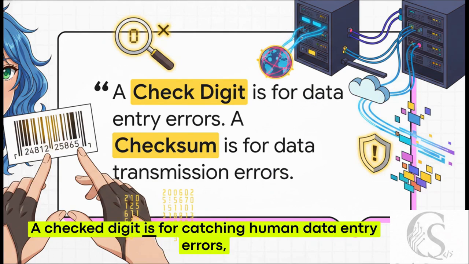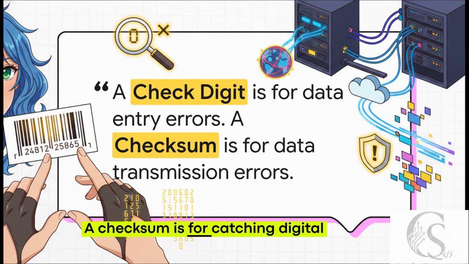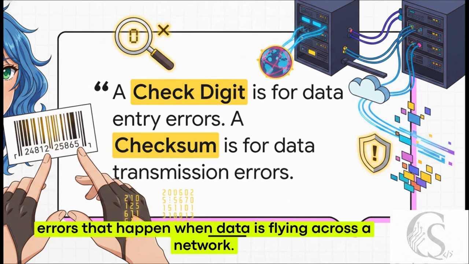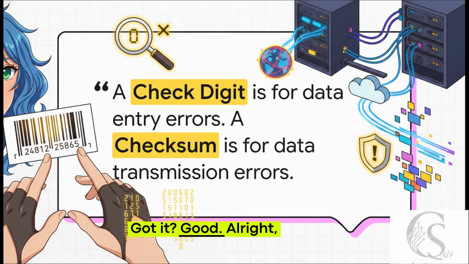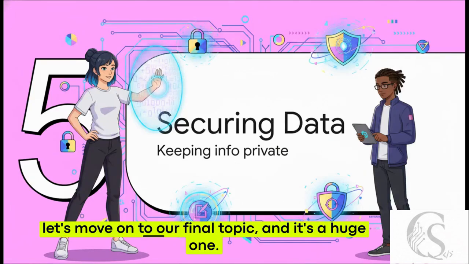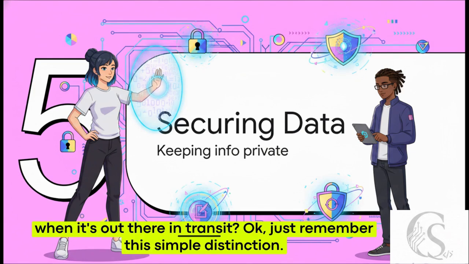And please, I'm begging you, do not confuse these two terms on your exam. A check digit is for catching human data entry errors, like when you mistype a barcode number. A checksum is for catching digital errors that happen when data is flying across a network. They solve different problems, so they are different solutions. Got it? Good. All right, let's move on to our final topic, and it's a huge one, encryption. How do we actually keep our information private when it's out there in transit?